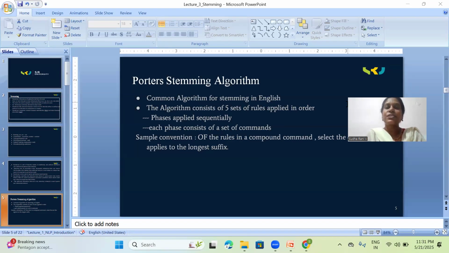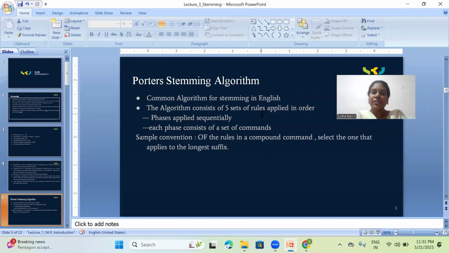The algorithm consists of 5 sets of rules applied in order, phases applied sequentially. Each phase consists of a set of commands. As a simple convention of rules in a compound command, select the one that applies to the longest suffix. So the point we have to remember here is that the first type of stemming algorithm is the Porter stemming algorithm, which is the default one we use in the English language.